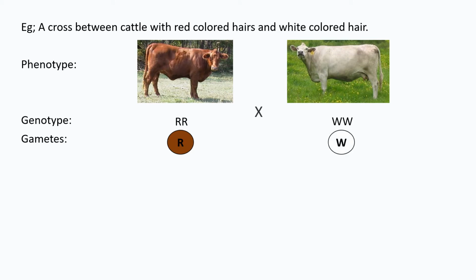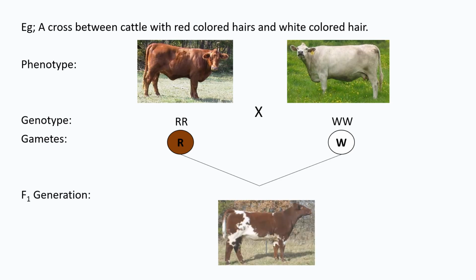The cross from these two gametes gives rise to an F1 generation hybrid. This hybrid shows a roan coat color. Actually, roan is not a color, but it is a mixture of red and white colored hairs on the skin. It means that both the traits are expressed equally. And this hybrid has a genotype, RW.